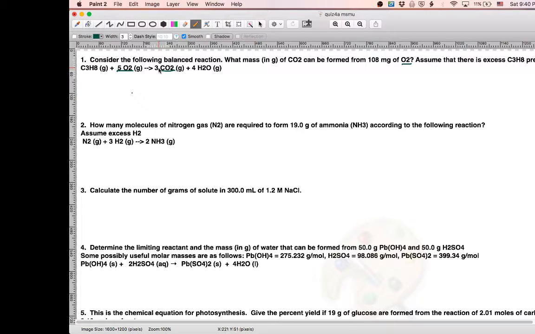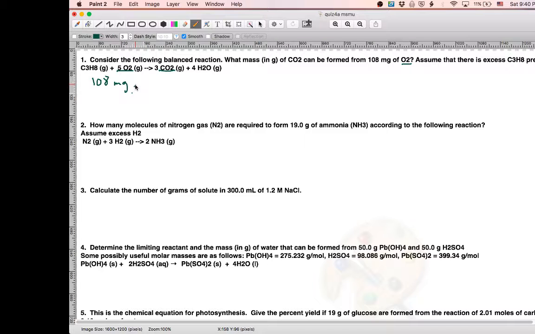They're not in grams. I'm given something in milligrams, and I'm expected to get something in grams, so I'm going to have to convert to moles first. Then I can convert from oxygen to carbon dioxide. And then I'm going to have to convert this down to grams again, using your old friend the periodic table. And this is how you do it.